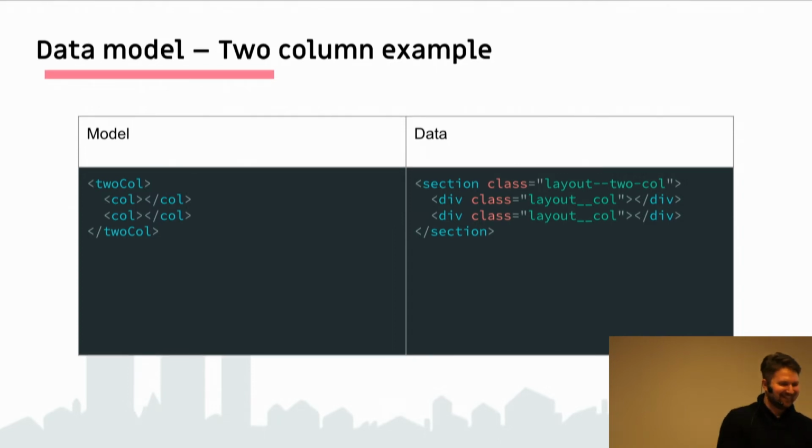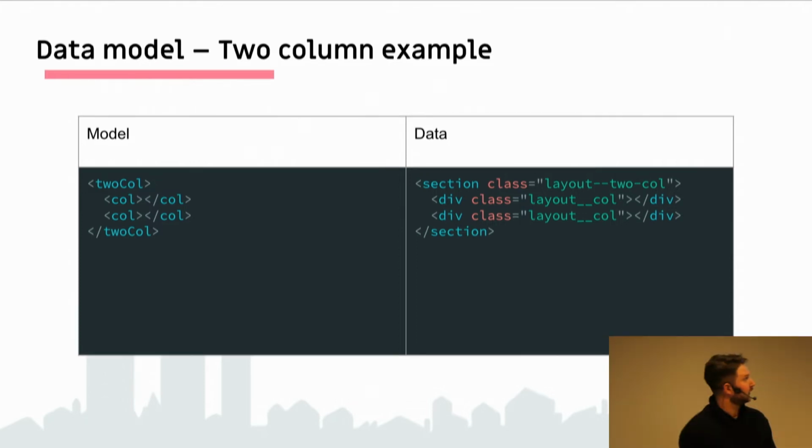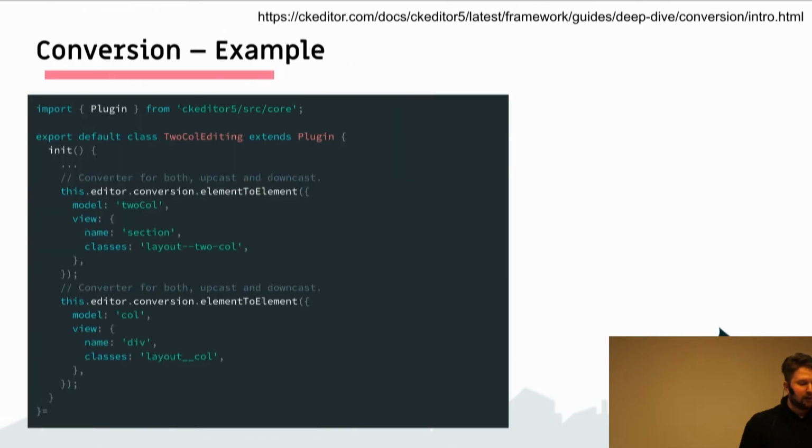Okay. So here's the data model of the two-column element with the schema that we defined. So we have a two-column element, and then we have two columns inside that. In the data view, what we want to have is a div with a class, basically specific classes that we can recognize, and that is what we are going to use for this. So what we are going to do next is set up conversion for that.